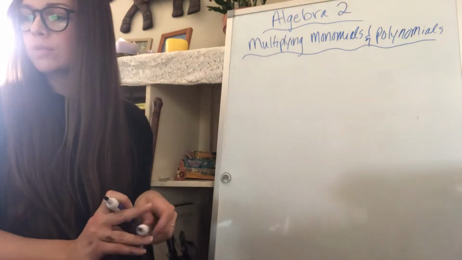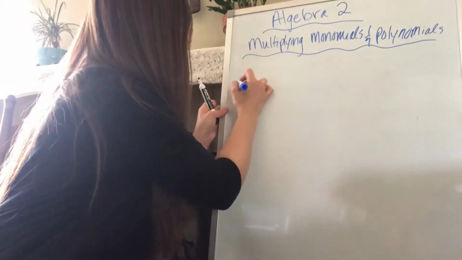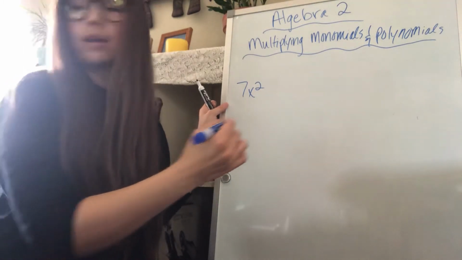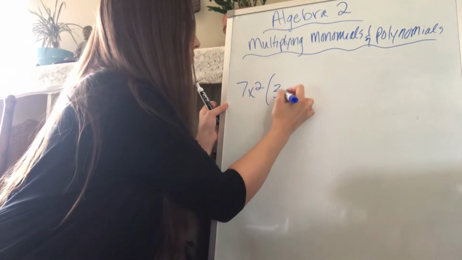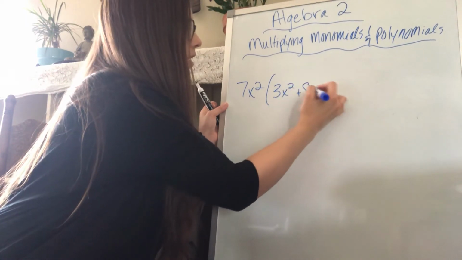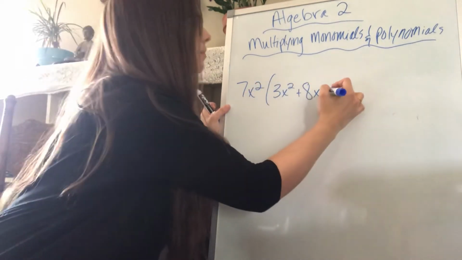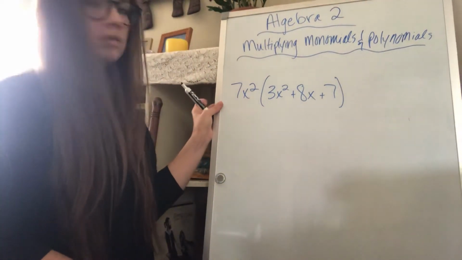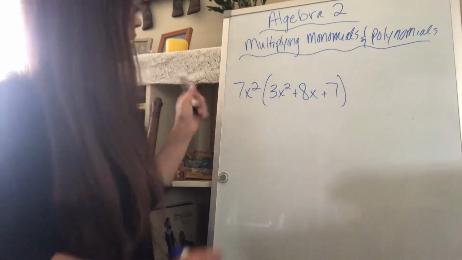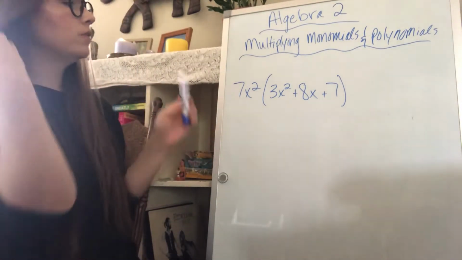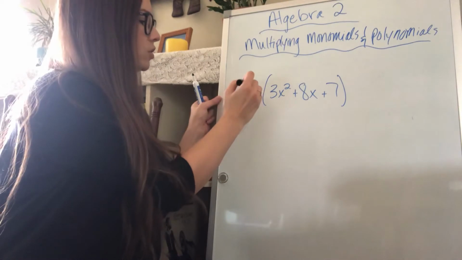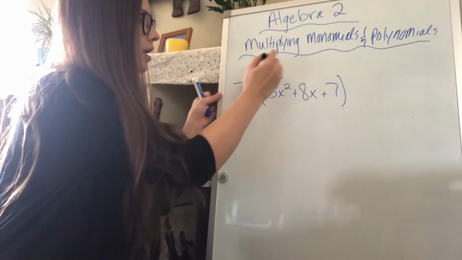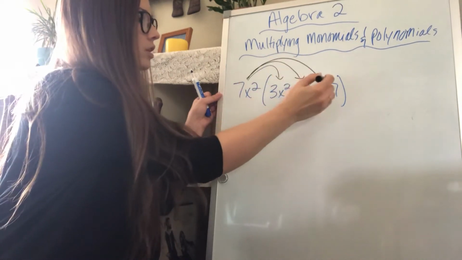Okay? So the first one is 7x squared times 3x squared plus 8x plus 7. Okay, so I want to make it a good angle for you guys. I don't know if that's the best one. So instead of using the area model, this time you really just have to know that you're distributing essentially. So that 7x squared gets multiplied by each term and thus creates your new polynomial.